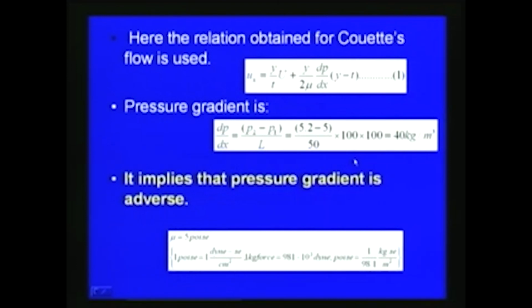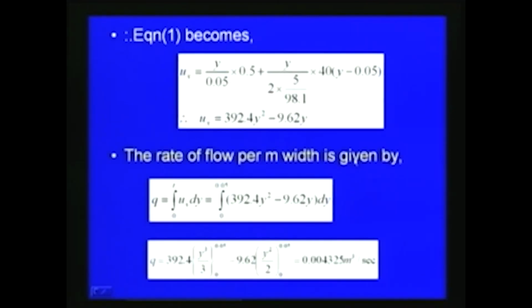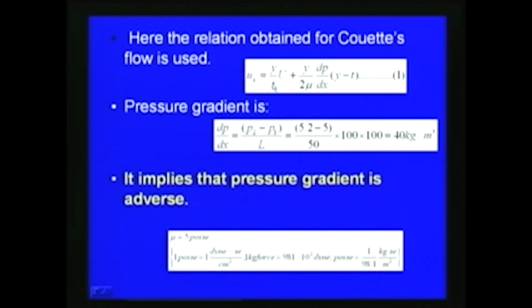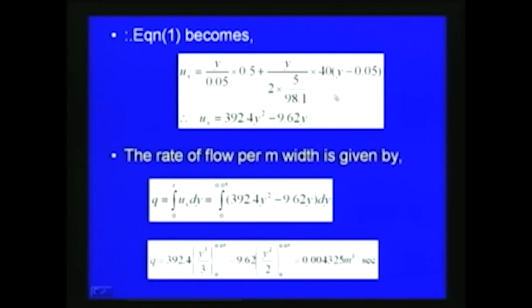So, now all the parameters are known here, so we can get an expression for the velocity. So, u_x is equal to, in the previous expression, t is 5 centimeter, so 0.05, and U is 0.5 meter per second, and dp by dx is obtained as 40, and then t is also 5 centimeter and mu is 5 by 98.1. So, now we can substitute back.